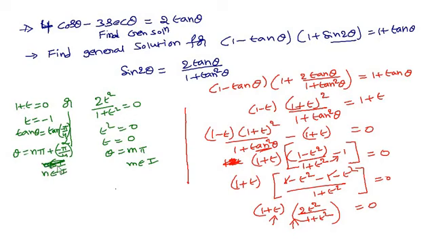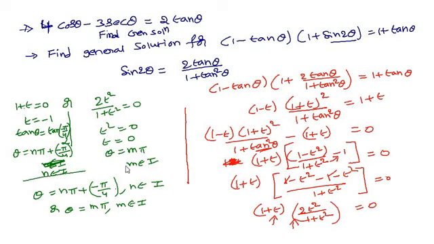I think it is very clear for you. So the general solution will be theta equals to n pi plus minus pi by 4, where n belongs to integers, or theta equals to m pi where m belongs to integers. This is the general solution that you need to observe. I think it is very clear for you. Once go through the solution.